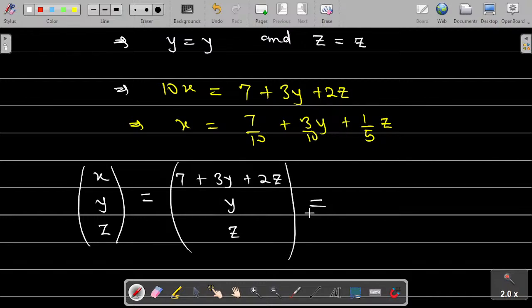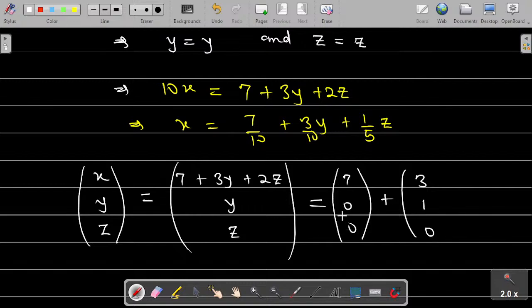But to put it in a parametric form, you will need to separate the variables that are involved. You can see here we have three different categories. We have all constants, so the first one here is going to be 7, 0, 0. That's all constants. Then the second one is going to be the coefficient of y, that means 3, 1. In the second row the coefficient is 1, and in the third row it is 0.